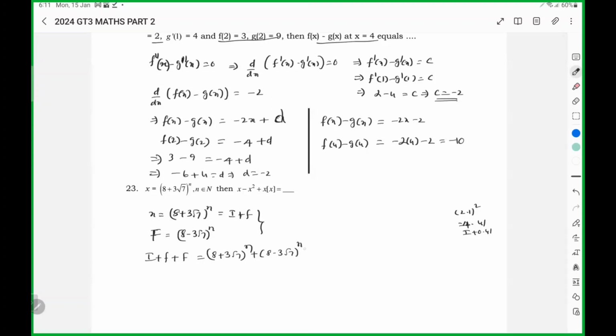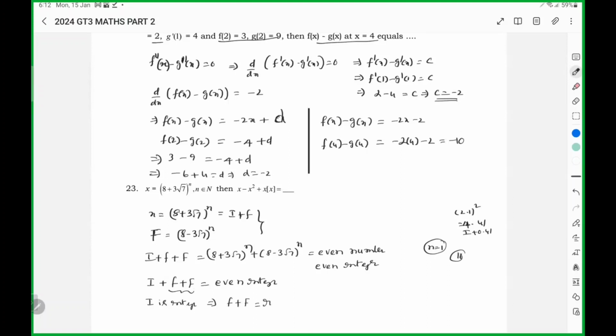So for any n, suppose for understanding purpose n equal to 1, you get 16, which is an even number. In particular, even if you put n as 2 or whatever, we get an even integer. So I plus f is an even integer, I is an integer, so f plus capital F must be an integer.